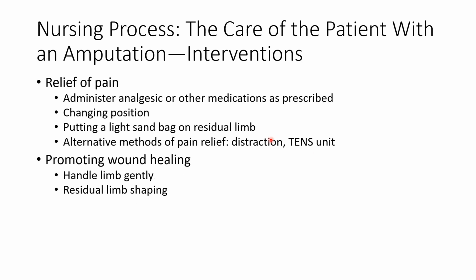So you've heard relief of pain being at the top of the list. So administering analgesics or medications as prescribed, changing position of the patient, putting a light sandbag on the residual limb if that's allowed, and then using alternative methods of pain relief. So things like distraction or even using the TENS. This is a transcutaneous electrical nerve stimulation therapy that they do to the patient.